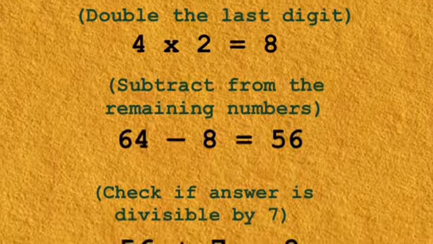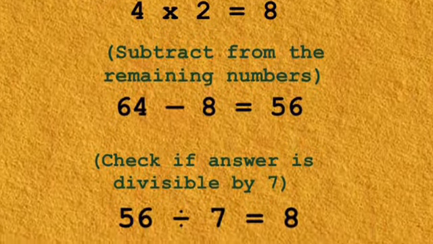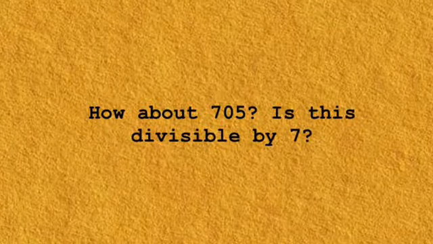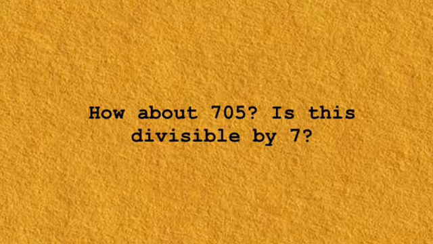And then lastly, check the result if divisible by 7. So basing it from our calculation, 644 is divisible by 7. Let's practice some more. Do you think 705 is divisible by 7?